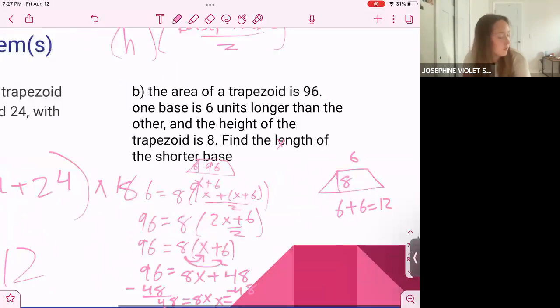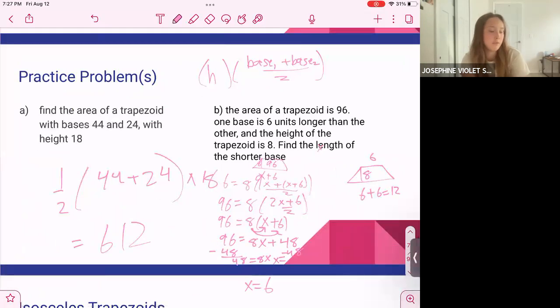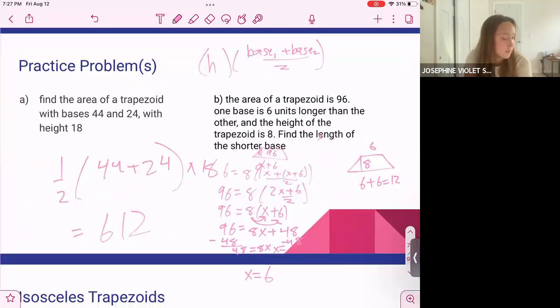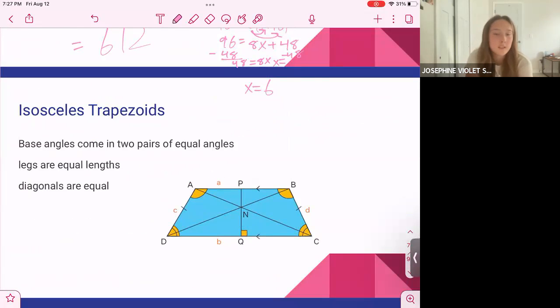Cool. Thanks guys for following along. I hope I'm not going too fast. Please ask questions if you're a little confused. Okay, let's move on. These are really basic. You don't really have to know what they are. It's just like an isosceles triangle.